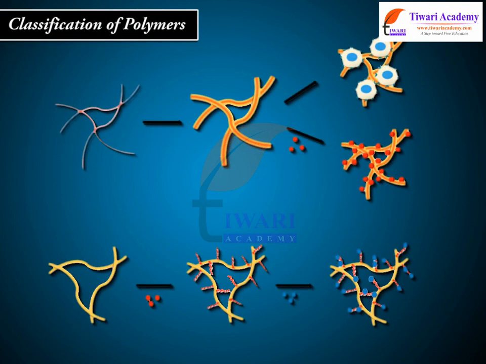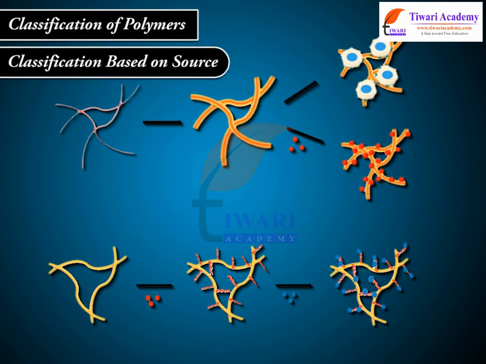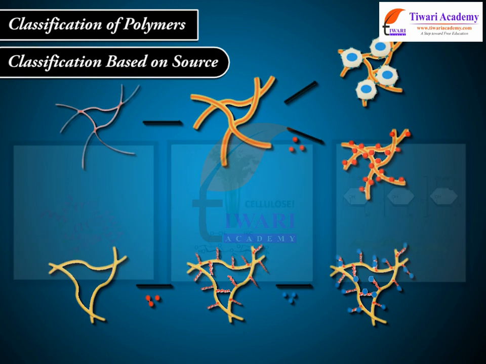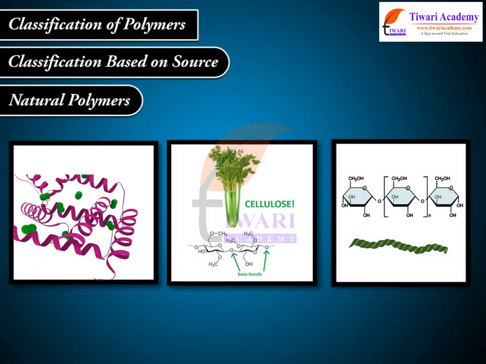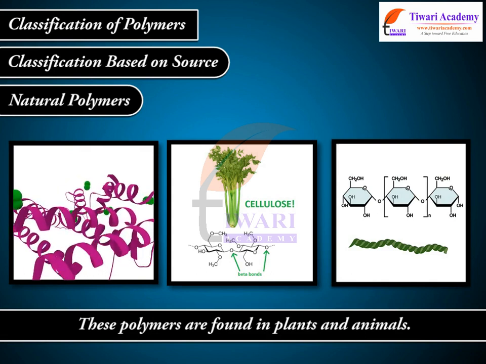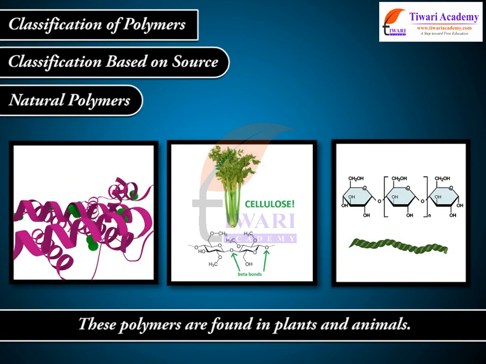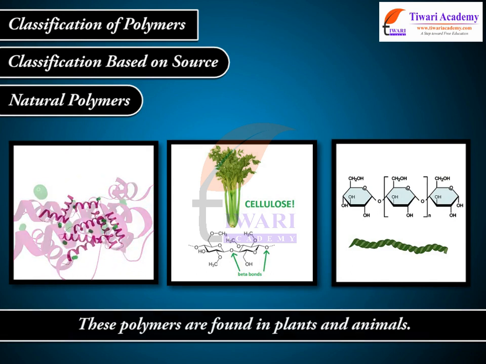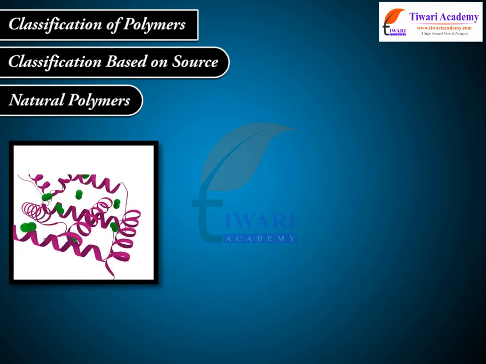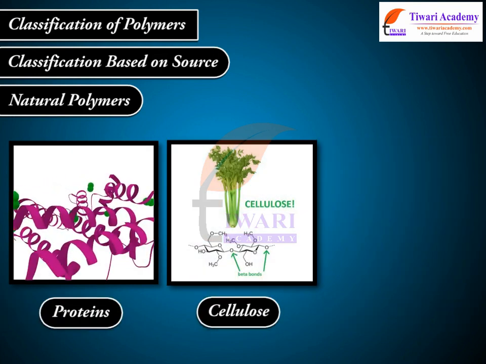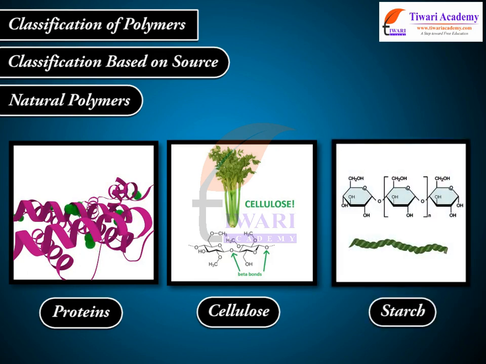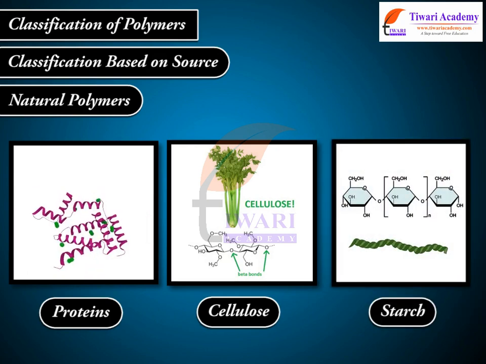Classification of polymers. Classification based on source. There are three subcategories. Natural polymers. These polymers are found in plants and animals. Examples are proteins, cellulose, starch, etc.